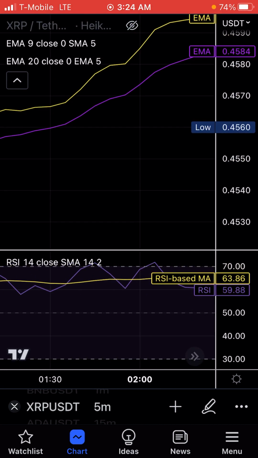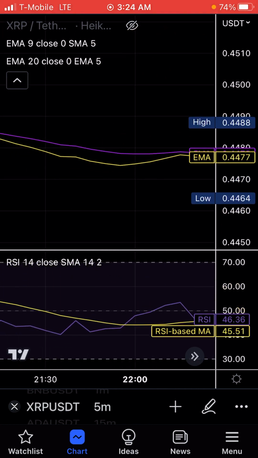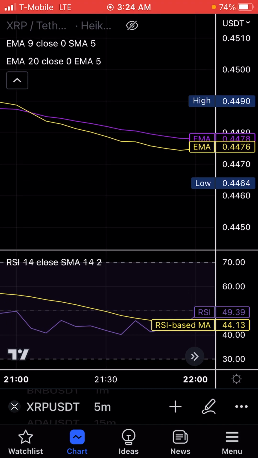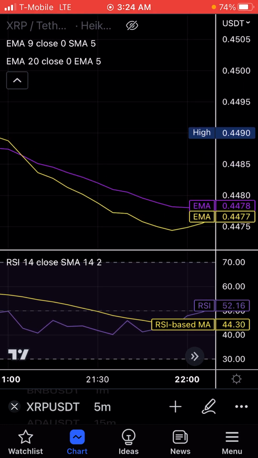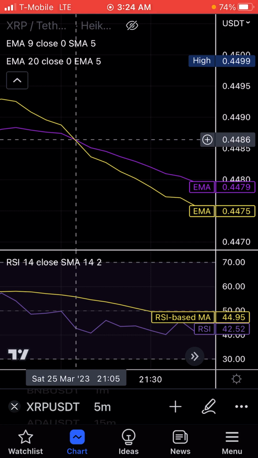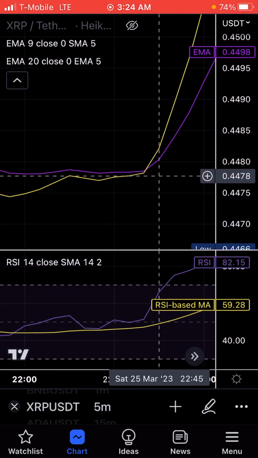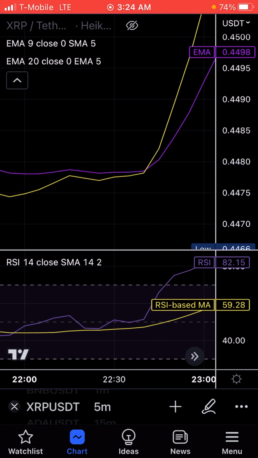So let's just look at a couple of other examples here. Let's see how much this happens. So it crosses for a short right here. It's at 44.8, and then it crosses here at 44.7. So that is a little bit of profit.